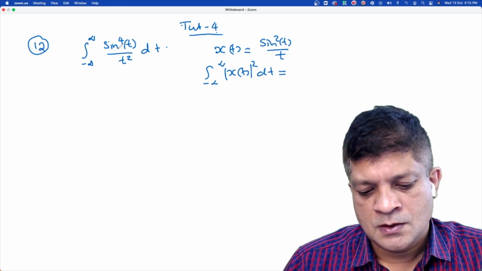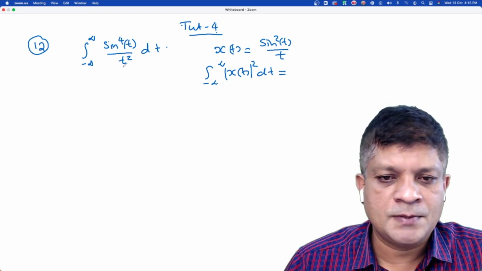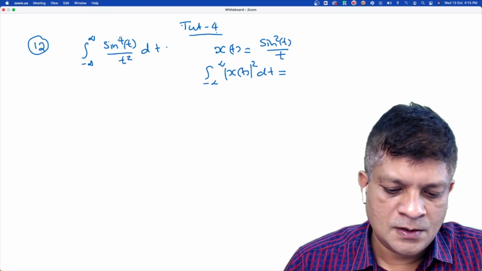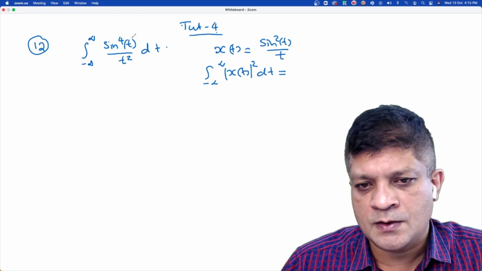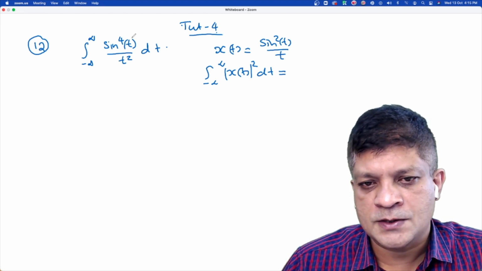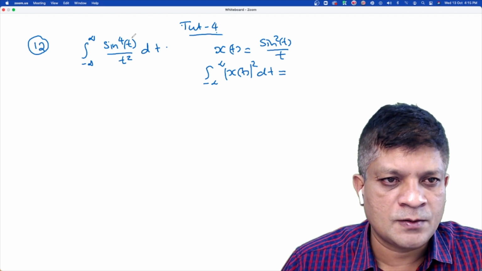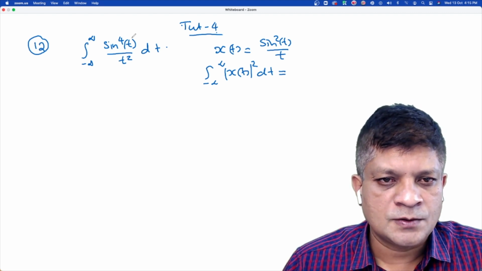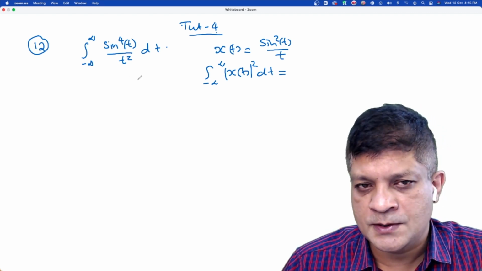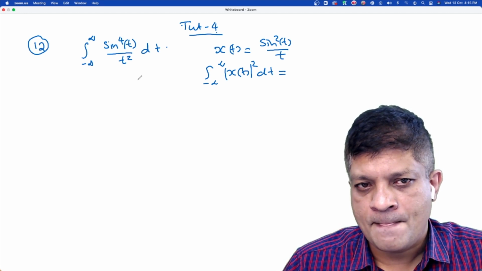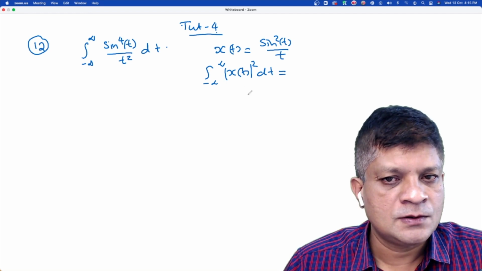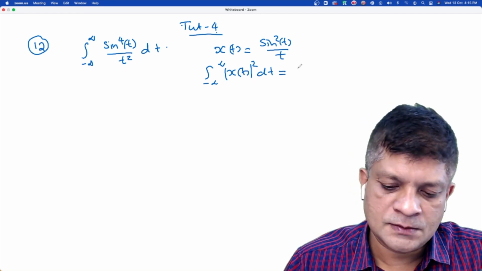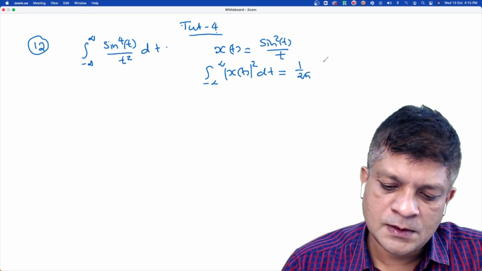And why are we going for this approach? Because you can identify some sine t by t form in this question. Sine t by t is always a rectangular pulse in the Fourier domain, isn't it? It is something related to a rectangular pulse. So in the Fourier domain, that calculation will be easier. Now, which property can we use? Parseval's theorem. That is 1 upon 2 pi.